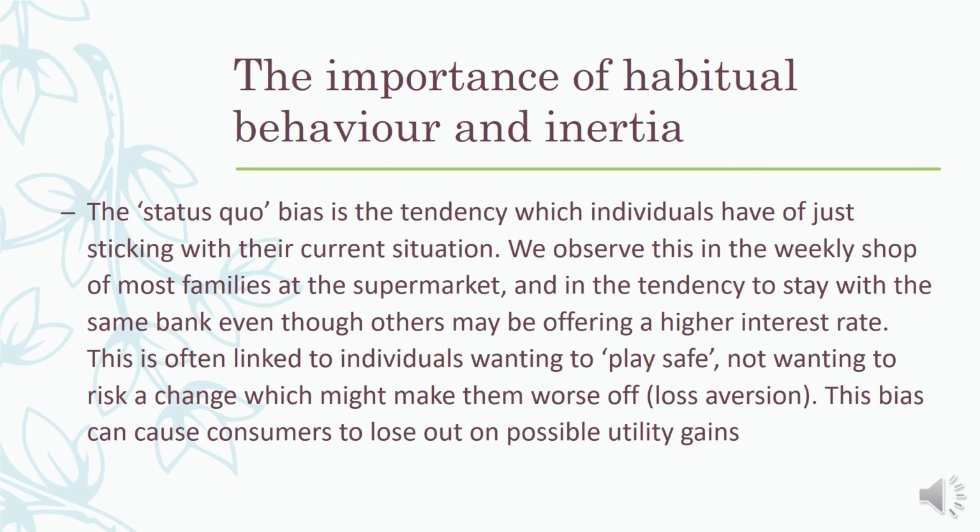The second one is the importance of habitual behavior and inertia. The status quo bias is the tendency of individuals to just stick with their current situation. They don't want to make any changes in their pattern of behavior or consumption pattern. We observe this in the weekly shop of most families at the supermarket. Every time they visit a particular supermarket and purchase from there, they never feel, I want to go to some other supermarket and try it. They will not feel that.